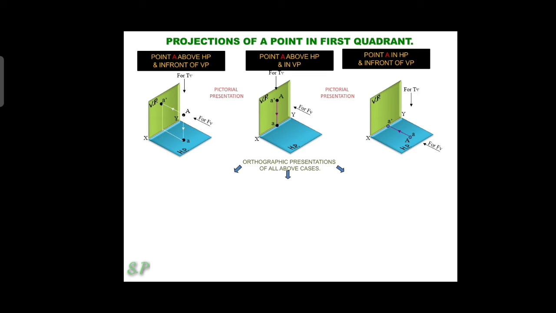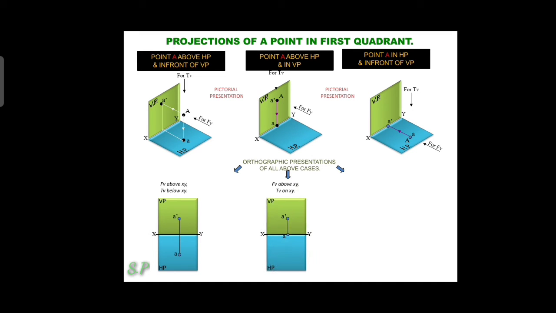For the orthographic representation of all the above cases, you have to tilt the HP plane 90 degrees in the clockwise direction. So the top view point A will become below the XY reference line. And see the next diagram. Next, for the orthographic representation, you have to tilt the HP plane 90 degrees clockwise. At that time, the top view point will become below the XY reference line. That is point A.